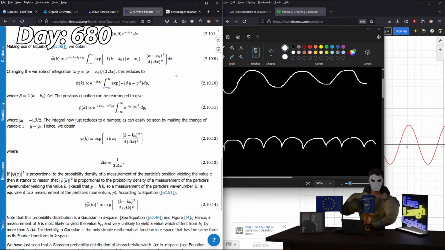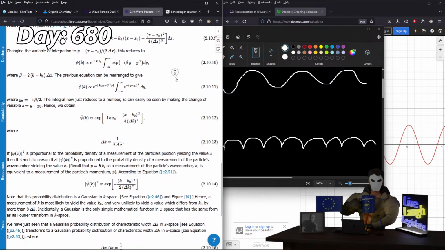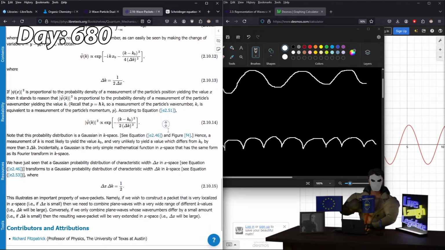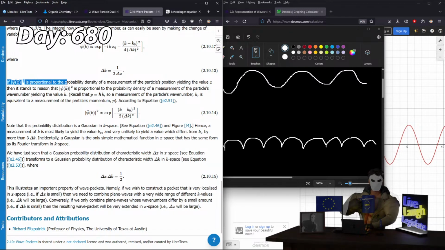So right here, just solving the integral, where beta is this. Okay. The integral just reads a number, which can be easily seen by making a change of variable, and we obtain this. Where this psi squared is proportional to the probability density of the measurement, but that assumption feels kind of off.